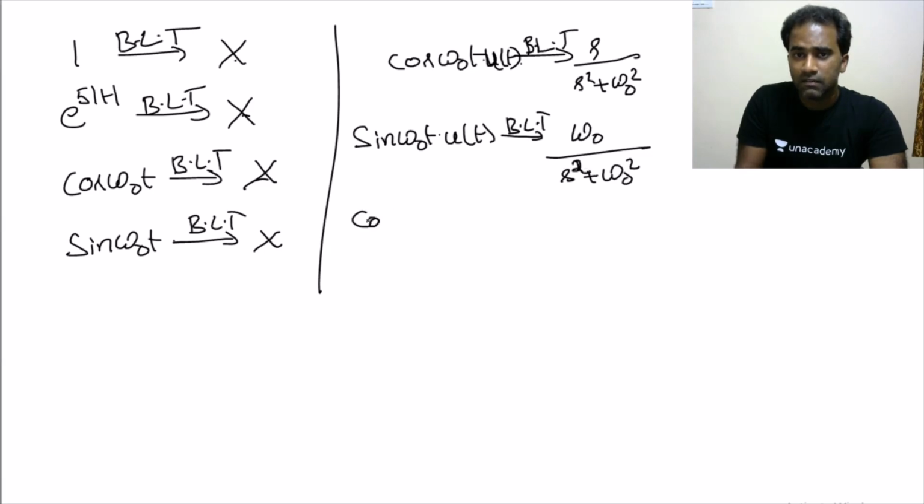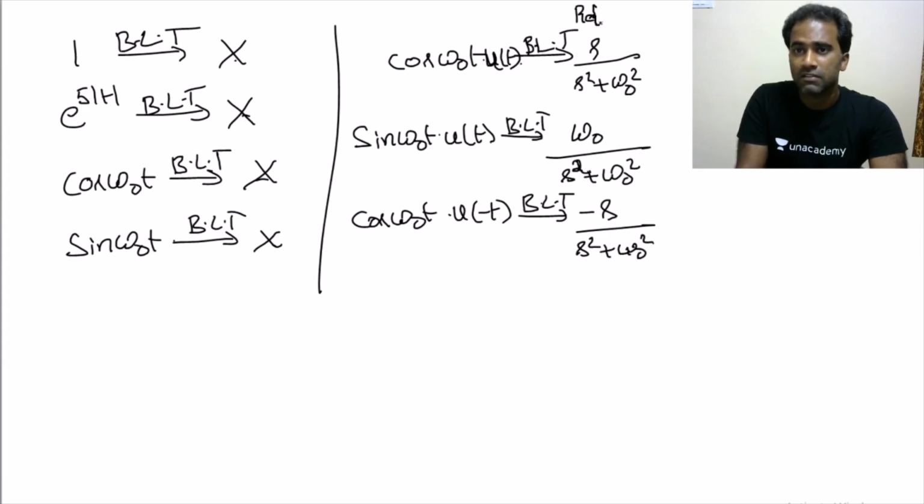Next, similarly, if u of t is replaced with u of minus t, the same bilateral Laplace transform, but a minus sign will be there extra. The ROC here, in the first case, is real part of s greater than the real part of the poles. The poles are minus j omega naught and plus j omega naught, so the real part of the poles is 0. In the second case also, same ROC, real part of s greater than 0. For this case also, ROC is real part of s greater than 0.